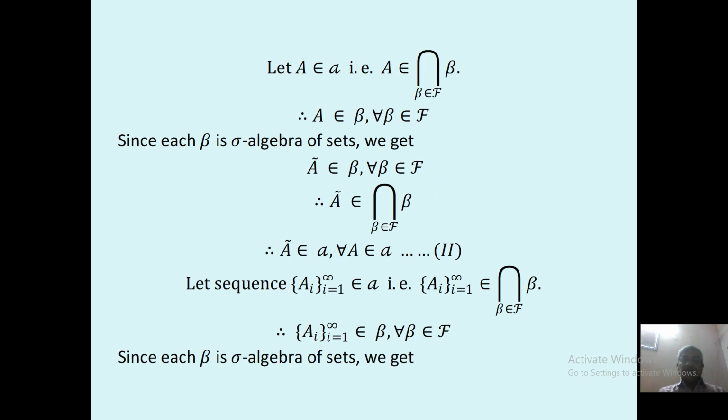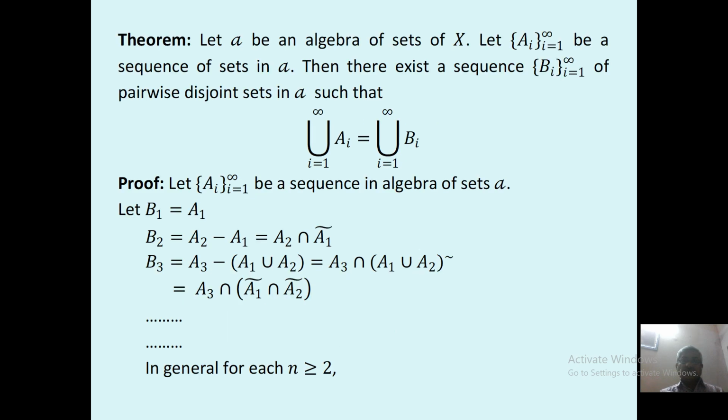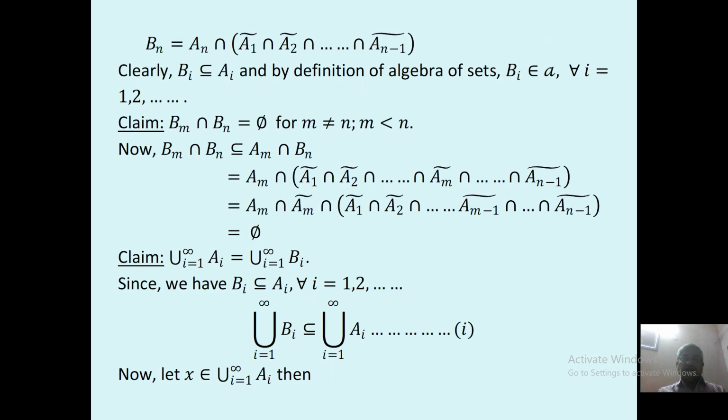તો બાય ડેફિનેશન ઓફ script A, A is the smallest sigma algebra of sets containing C. તો આ જ થિયરમ તમારે અલ્જીબ્રા ઓફ સેટ્સ માટે પ્રૂવ કરવાનું છે. એ તમારું હોમવર્ક રહેશે. તો આજ ફર્સ્ટ લેક્ચર છે એટલે આટલું રાખીએ.